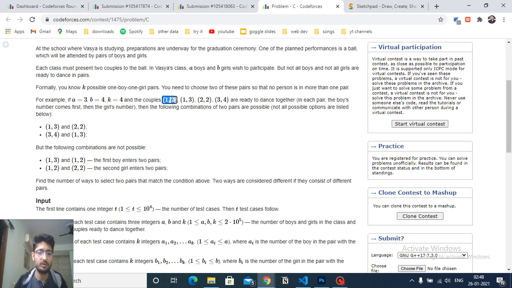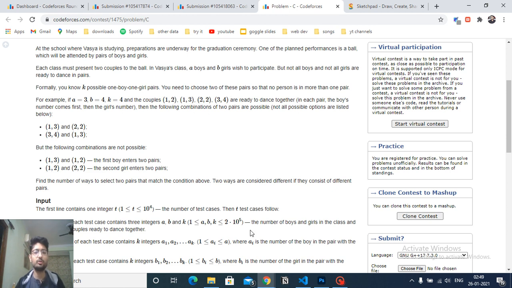So for the pair 1, 2, I have to find out which other pairs do not consist of 1 and 2, the first boy and the second girl. If you iterate over the whole list, you find that this has the first boy, this has the second girl, this is possible. So you have to count, for every pair, how many other pairs are possible. You can easily do it in O of n square, but you cannot do this because the constraints are large.